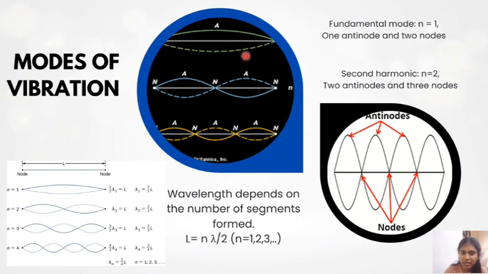As we can see in the diagram, for the fundamental mode, one antinode is formed in the middle and two nodes at the ends. For the second harmonic, two antinodes are formed in the middle and three nodes at the ends. For higher harmonics, nodes and antinodes increase and the wavelength changes accordingly. The length of the string depends on the wavelength and the number of segments formed, so L equals n lambda by 2. For the fundamental mode, L is given by 1 by 2 lambda 1. For the second harmonic, L is given by lambda 2. For the third harmonic, L is given by 3 by 2 lambda 3. It goes on accordingly.